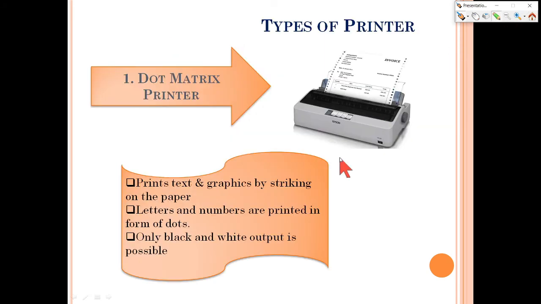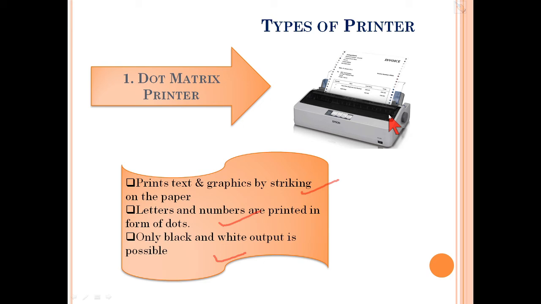The first one is the dot matrix. It prints text and graphics by striking on the paper, as you have seen with the typewriter also. So it works like that. There is a hammer, and that will strike on the paper again and again, and letters, numbers, or everything gets printed on the paper. Everything gets printed in the form of dots, and only black and white output is possible. So these kinds of printers we are not using in our schools, offices, or homes, but in banks it is used. You can see the passbook, and when you look carefully, you will note that every character, every number, or everything is just a combination of dots.